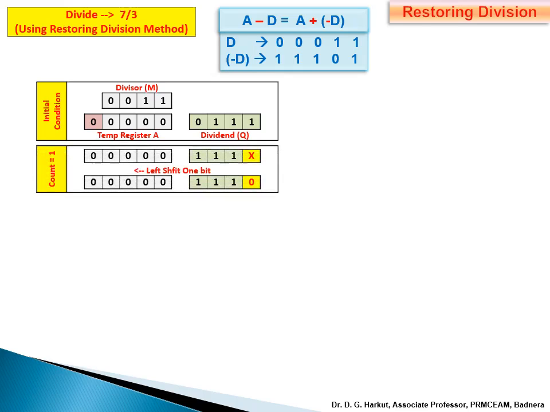Step 1. Left shift the content of register A and Q 1 bit. It will create a space at LSB. Value of this LSB depends on the result of subtraction.